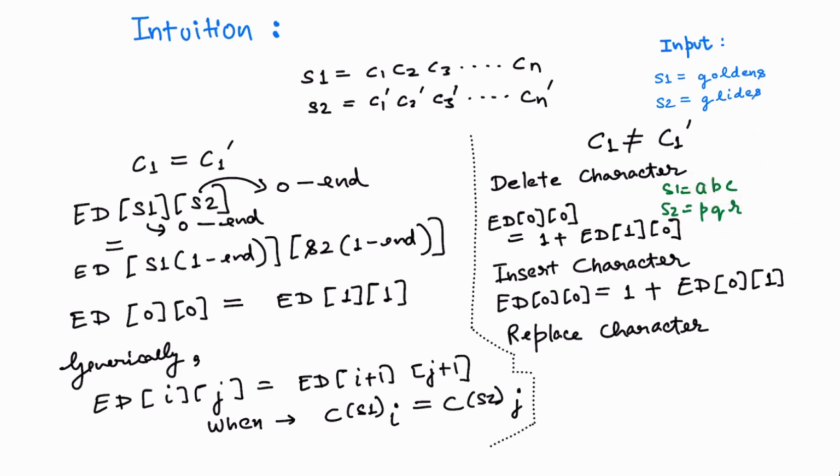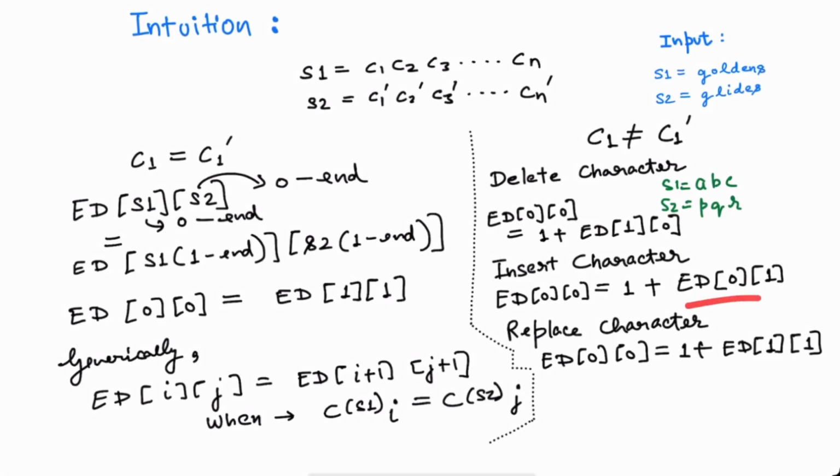So I can say that edit distance of string 1 and string 2 completely, 0 till the end and 0 till the end, would be equal to 1 for replacement of the first character of the string 1 plus edit distance of string 1 from index 1 till the end and string 2 from index 1 till the end.